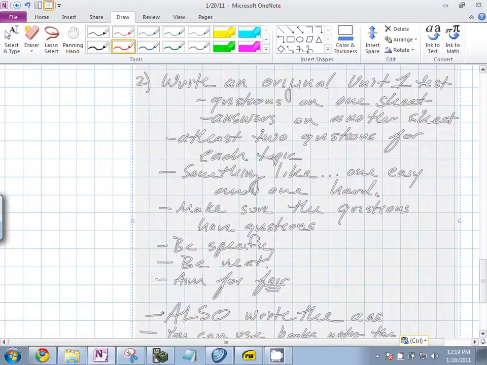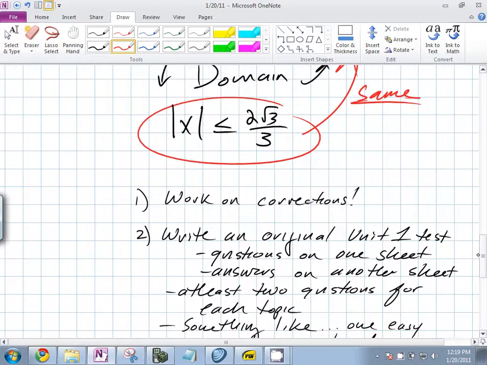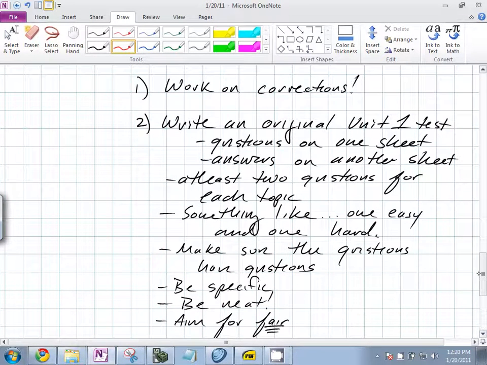Here it is. So, first part is you're going to get some work back in a little bit. You're going to work on corrections. The sooner you hand them in, the better. And you're going to write an original Unit 1 test. Your questions are on 1 sheet of paper, or 2 or 3. Answers are on another sheet. So you have to solve each of the questions.